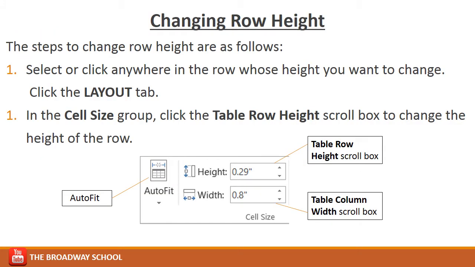Changing row height. The steps to change row height are as follows. Select or click anywhere in the row whose height you want to change. Click the Layout tab. In the Cell Size group, click the Table Row Height scroll box to change the height of the row. This is the Cell Size group in which you can see the table height option, and the column width option is given.